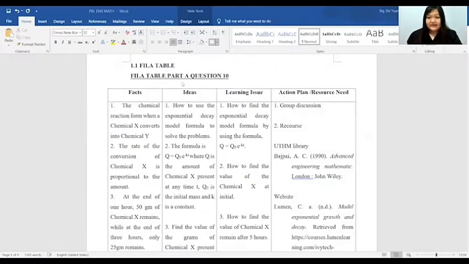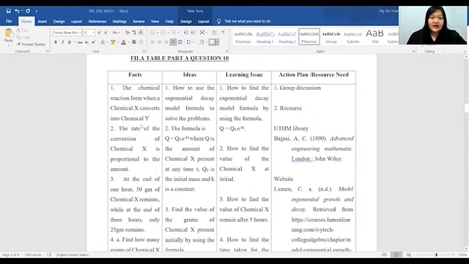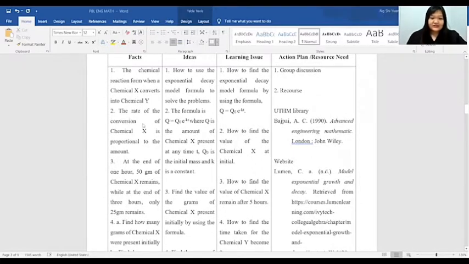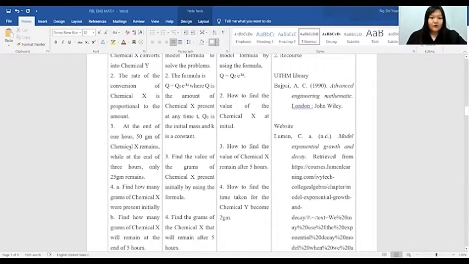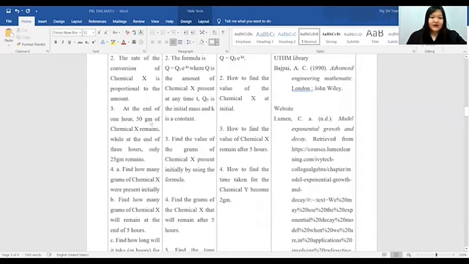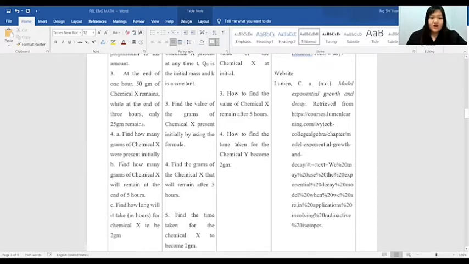Today I would like to share about the PBL table, Part A, question 10. The facts of this question are: firstly, a chemical reaction forms when chemical X converts into chemical Y. Next, the rate of conversion of chemical X is proportional to the amount. Next, at the end of 1 hour, 50 grams of chemical X remains, while at the end of 3 hours, only 25 grams remains.